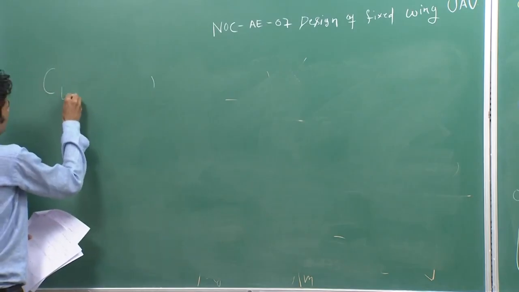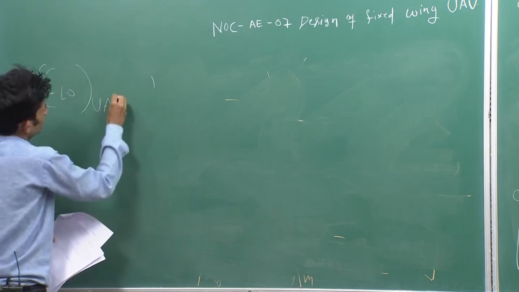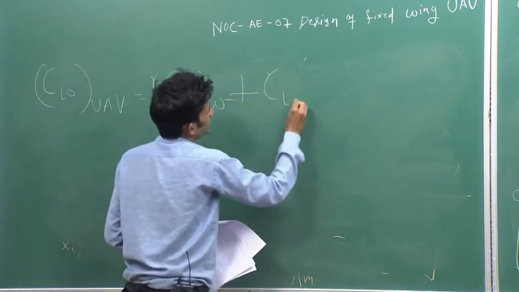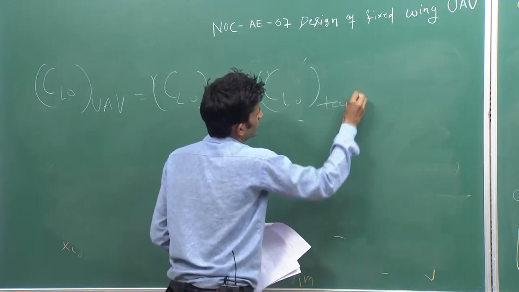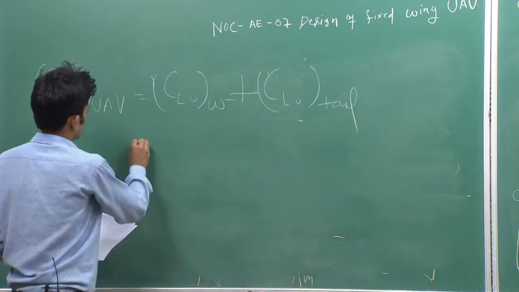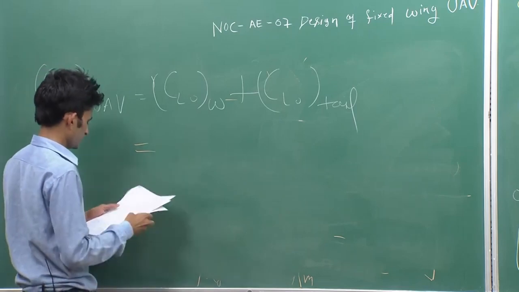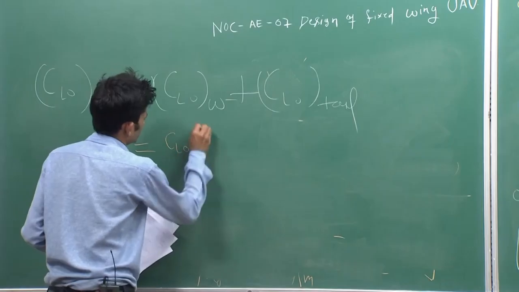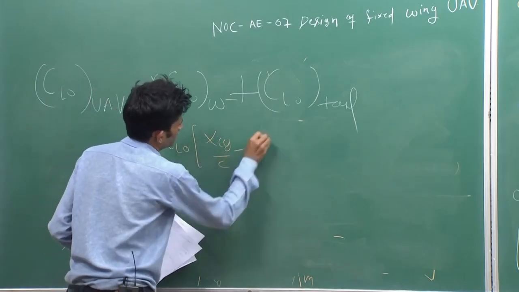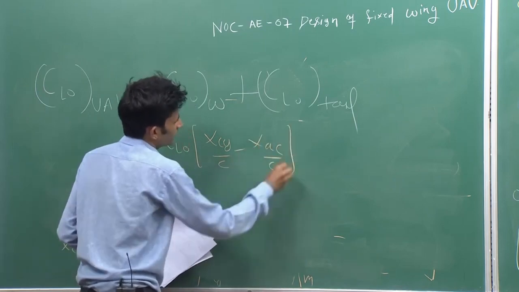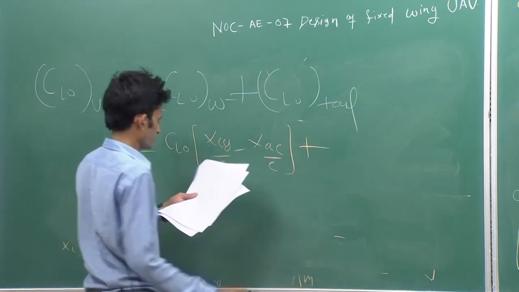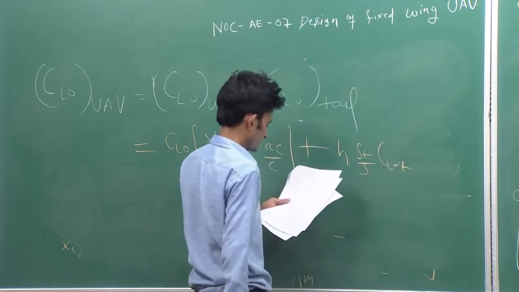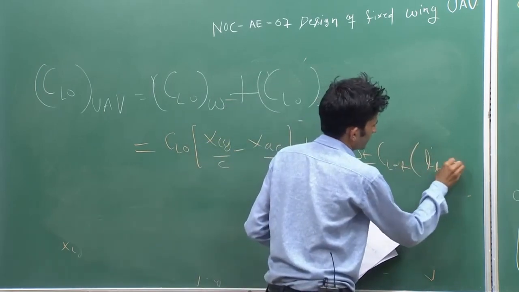So, CL naught of the complete UAV is equal to CL naught of the wing plus CL naught of the tail, you can say. What will be the CL naught of the wing you have calculated? Let us put the first formula, and then we will proceed further, right. And CL naught of the tail is nothing but eta ST by S, CL alpha of the tail, into IT minus epsilon naught.